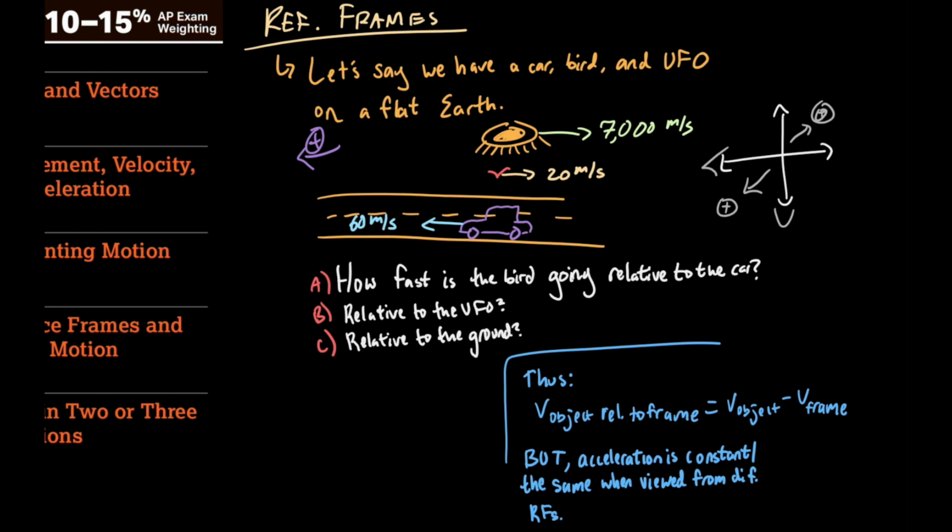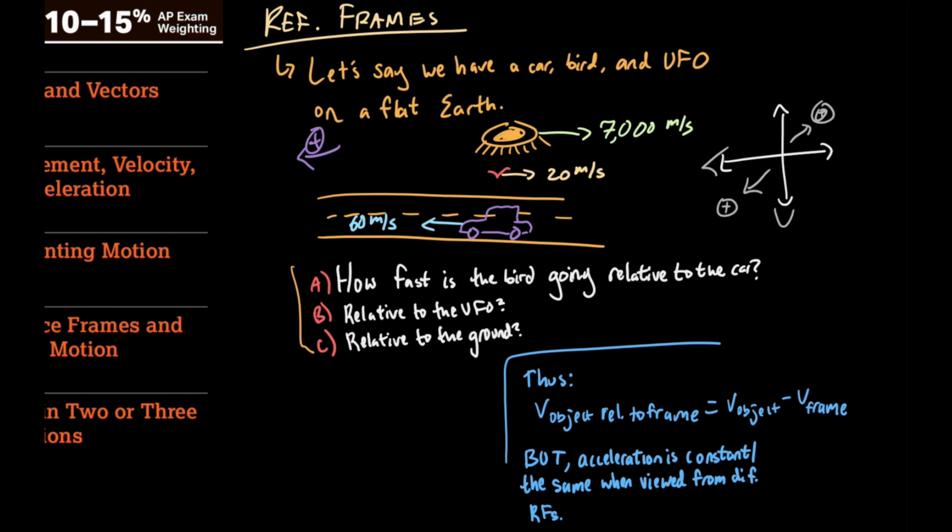So I'm going to give you a quick equation that you can use to solve these three problems, which I highly recommend you do. And that is the velocity of the object relative to a given reference frame is equal to the velocity of the object minus the velocity of the frame. And just given that equation, see if you can solve these three questions. Okay, now we're going to solve them together.